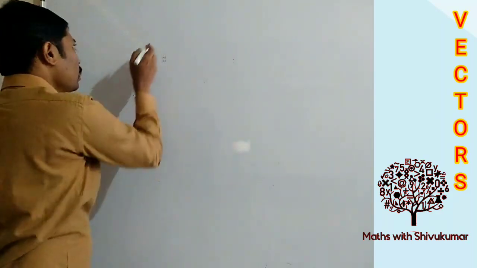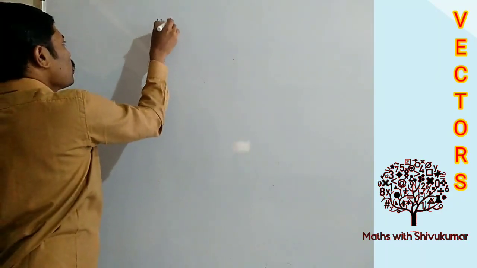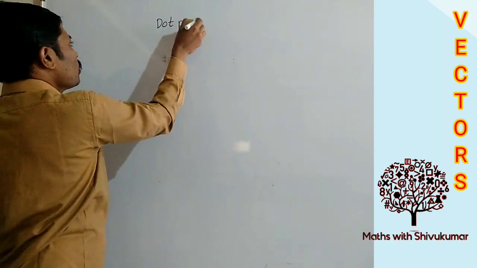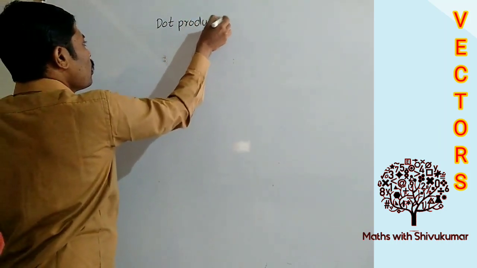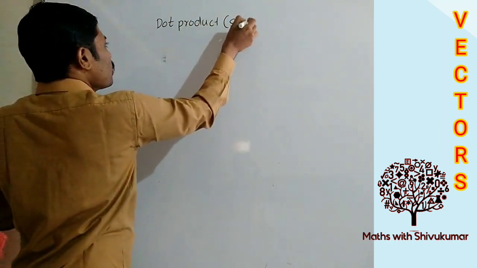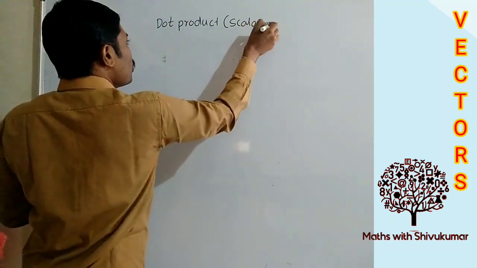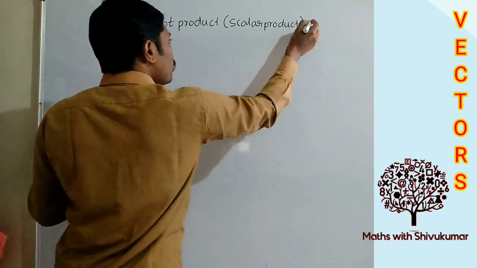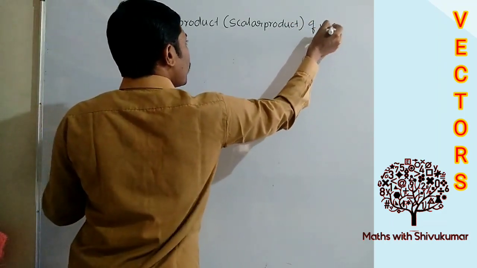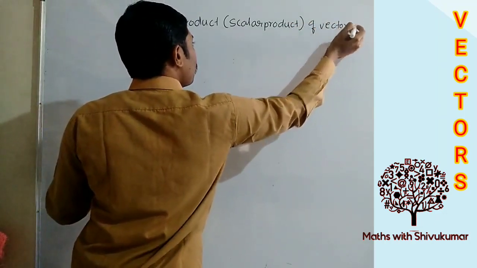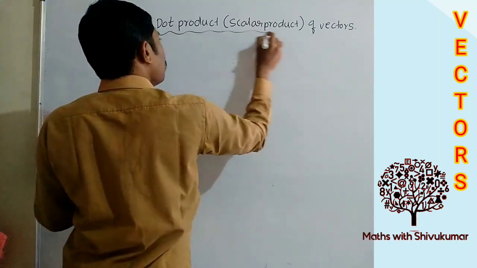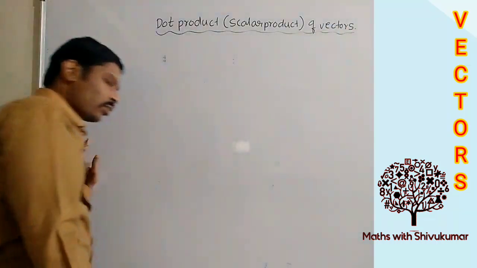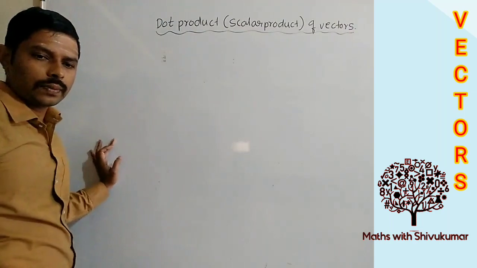So dot product or scalar product of vectors. Dot product or scalar product of the vectors.